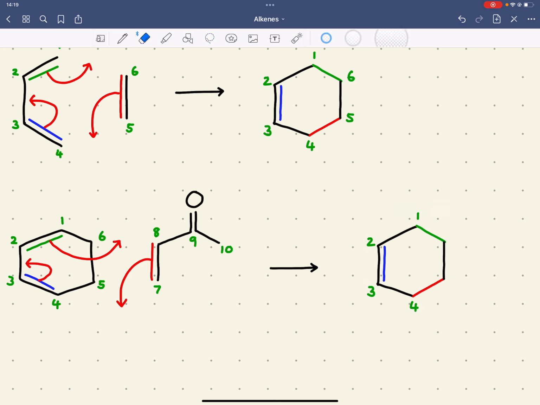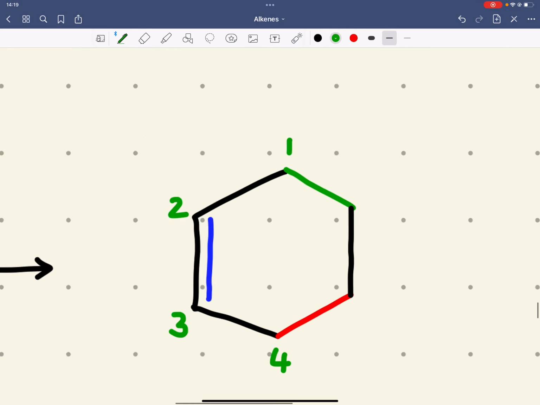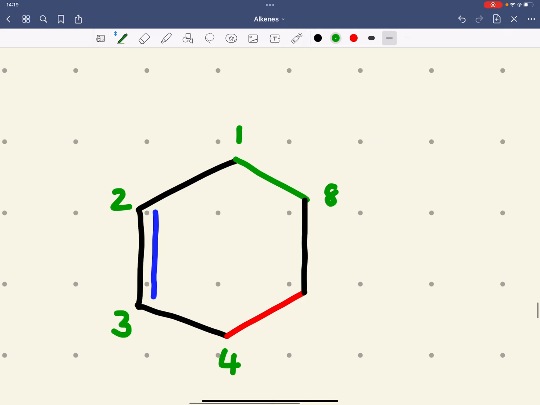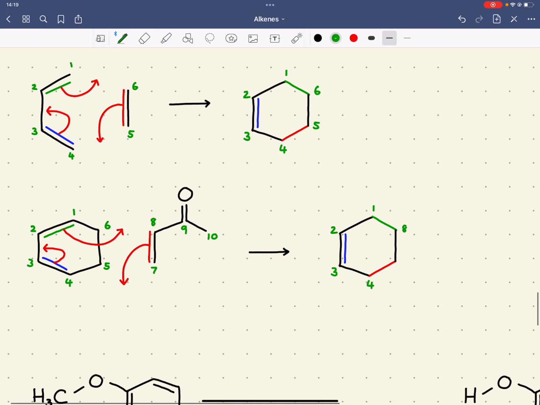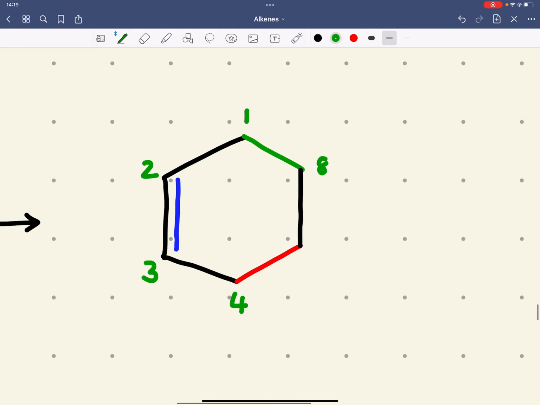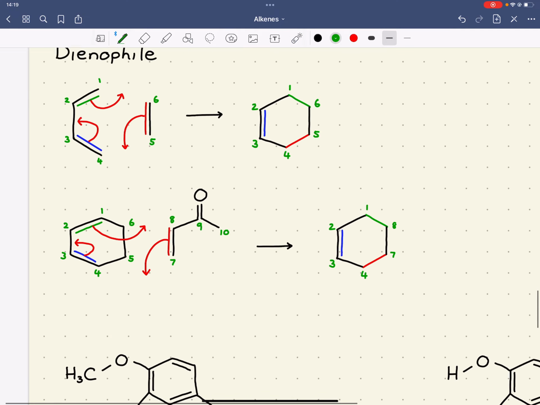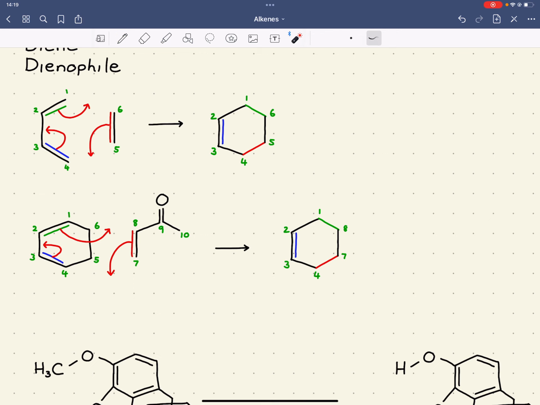Change these numbers. So what we've got now is carbon 8. As you can see, this new bond formed from the pi bond between 1 and 2 is now between 1 and 8. This, therefore, is now going to be number 7. And we formed a new bond between carbon 7 and 4. Yes, we did. It's there.